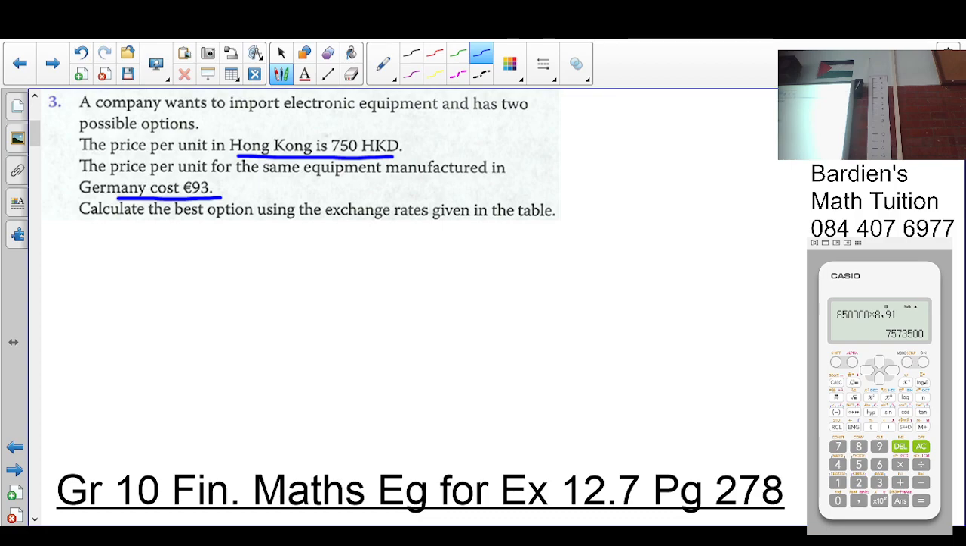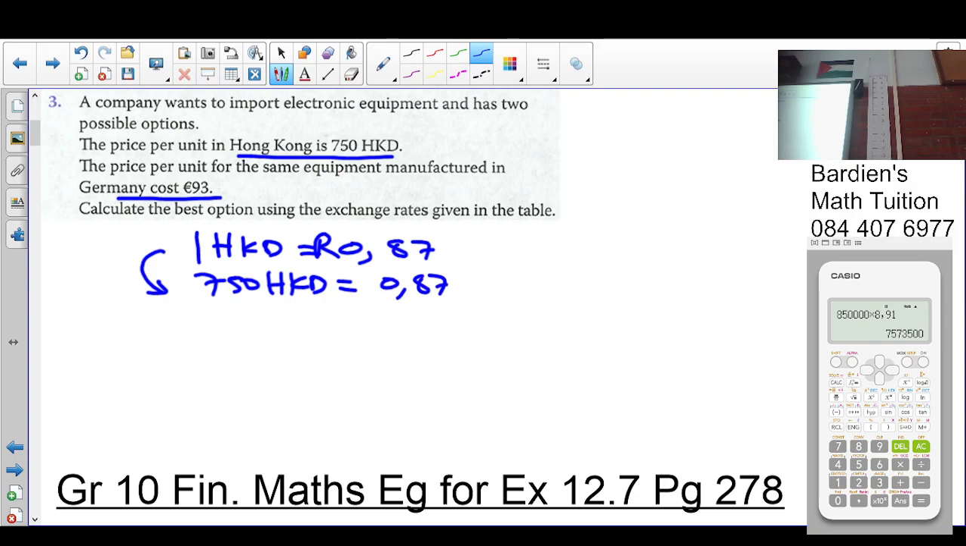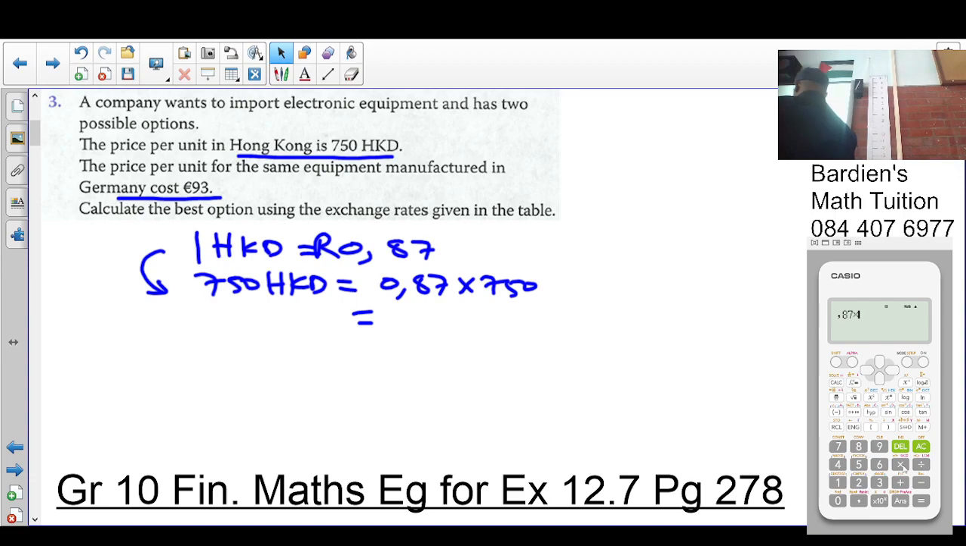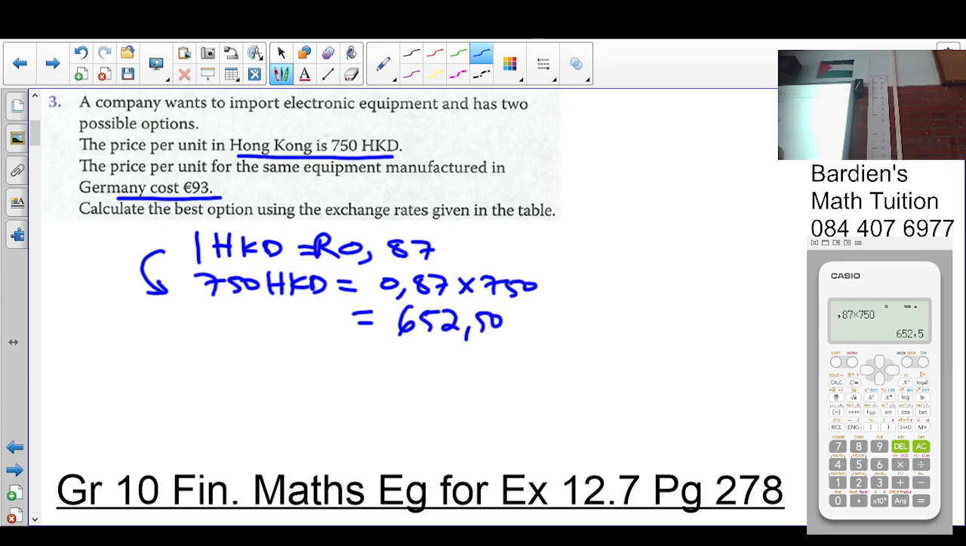So 1 Hong Kong dollar is equal to 0,87 cents. Not so. So this is 750 Hong Kong dollars. So how do I move from 1 to 750? Multiply. So 0,87 multiplied by 750. It's going to give us 652 rand and 50 cents.